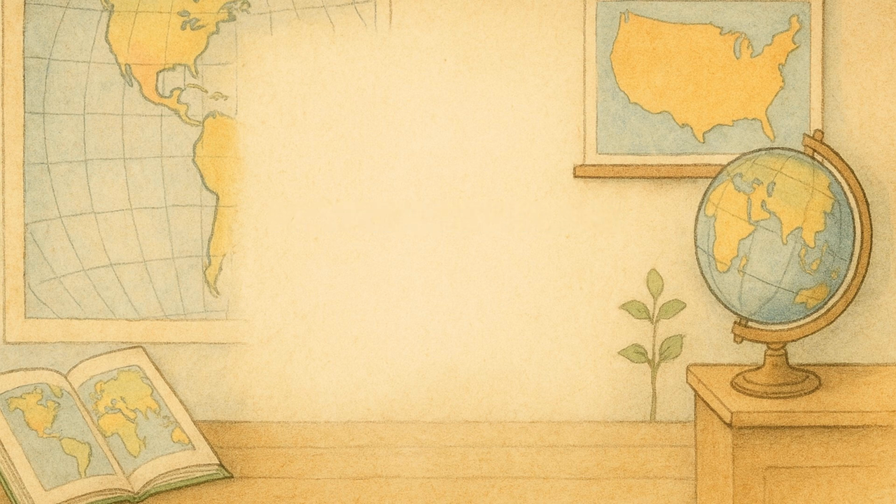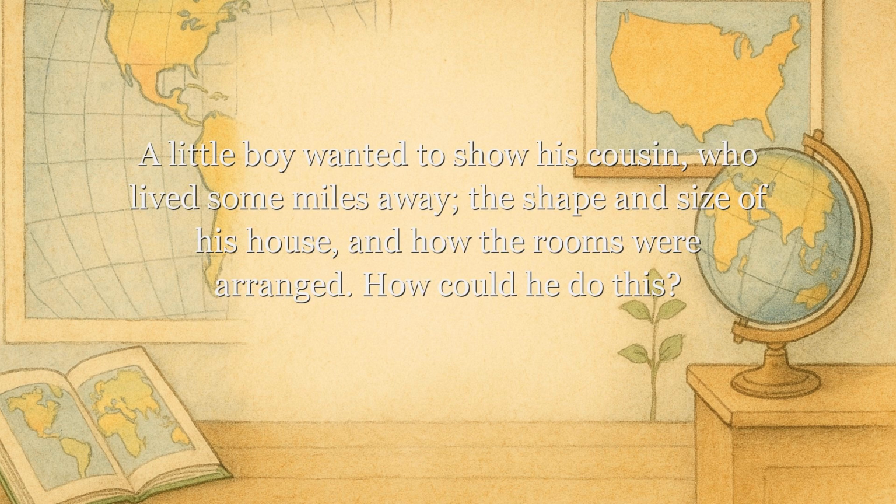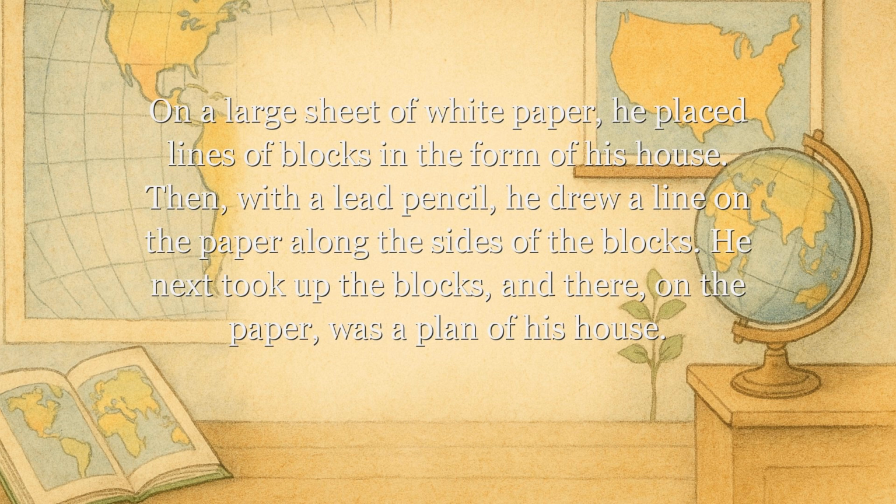Pictures and plans. You all know what a picture is, but do you know what a plan is? A little boy wanted to show his cousin, who lived some miles away, the shape and size of his house and how the rooms were arranged. How could he do this? On a large sheet of white paper, he placed lines of blocks in the form of his house. Then, with a lead pencil, he drew a line on the paper along the sides of the blocks. He next took up the blocks, and there, on the paper, was a plan of his house.